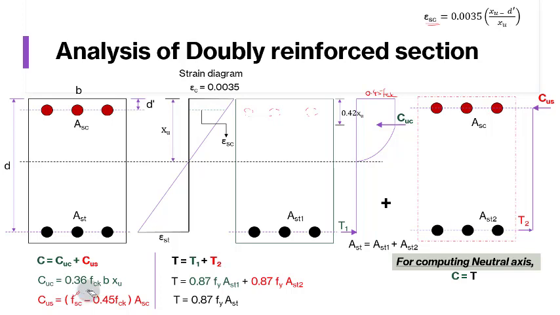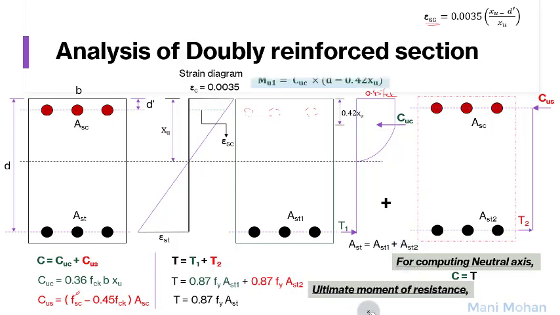So remember, for computing neutral axis, we have to equate C and T. Please see, FSC depends upon strain in your compression steel, which depends upon neutral axis. So there has to be some initiation with a certain assumption on FSC so that we can compute the neutral axis depth. Next, once we get the value of FSC and XU, the ultimate moment of resistance can be computed.